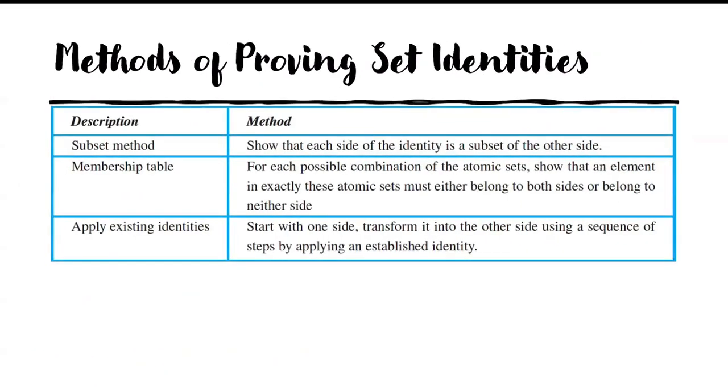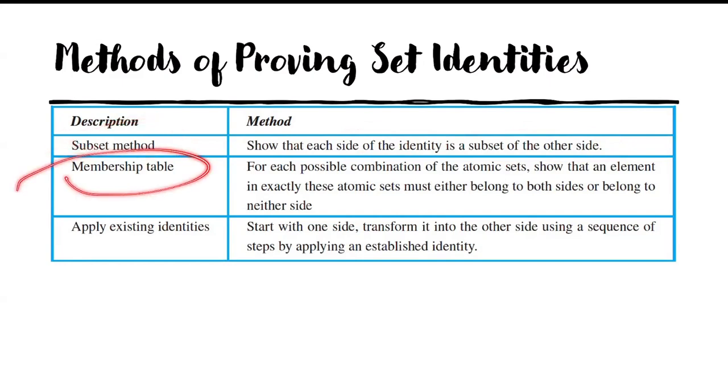Okay, now let's look at a summary of how to prove set identities. So we know there are three methods. One is the subset method, where you need to show that each side of the identities is a subset of the other side. So you need to go from left to right and right to left. So you show the left-hand side is a subset of the right-hand side, and also the right-hand side is a subset of the left-hand side. So that's the subset method.